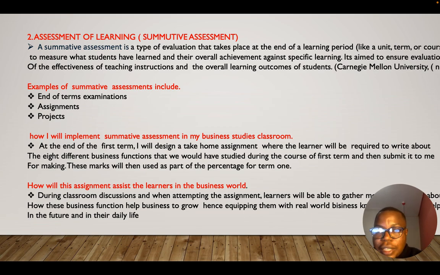How will this assignment assist the learners in the business world? During classroom discussions and when attempting the assignment, the learners will be able to gather information also on how these business functions help to grow businesses, equipping them with a real-world experience that could help them to live during their daily life.